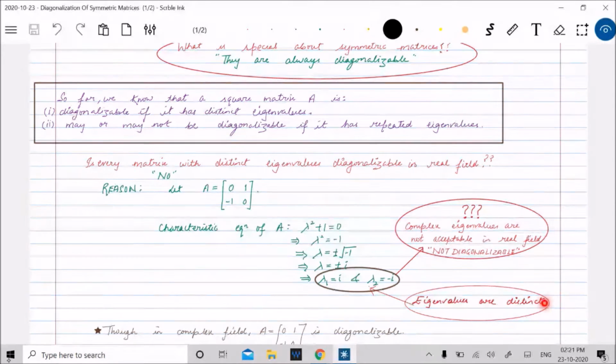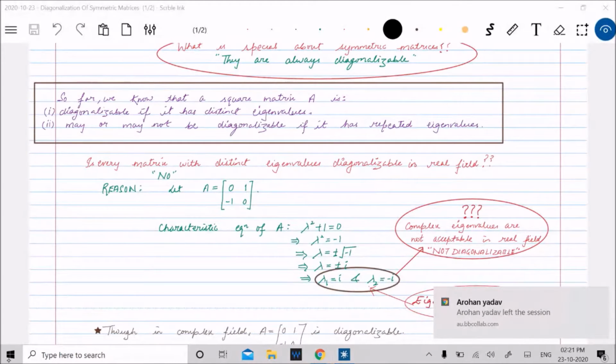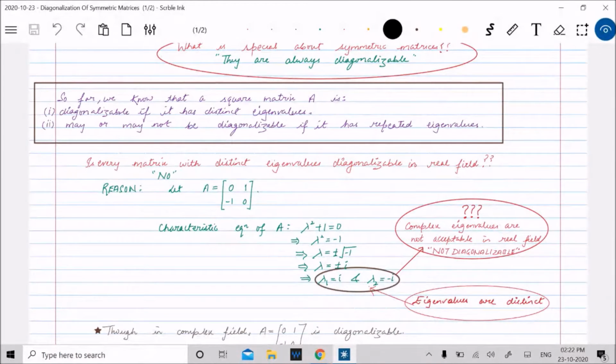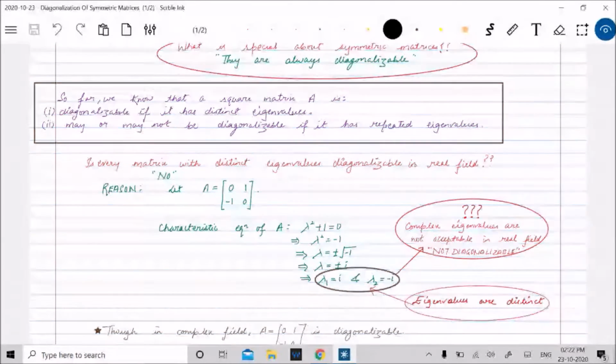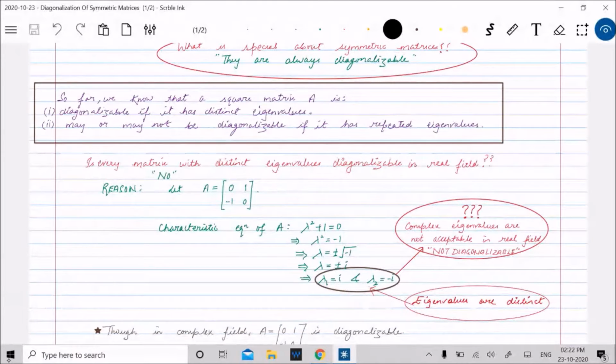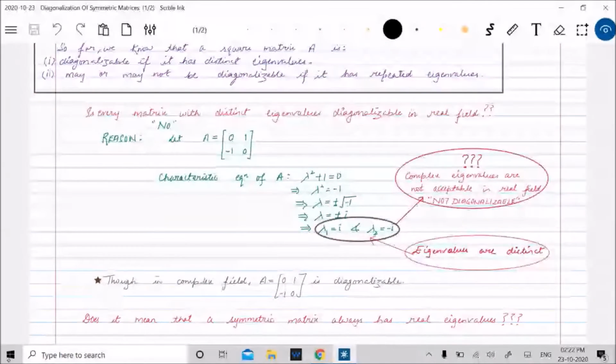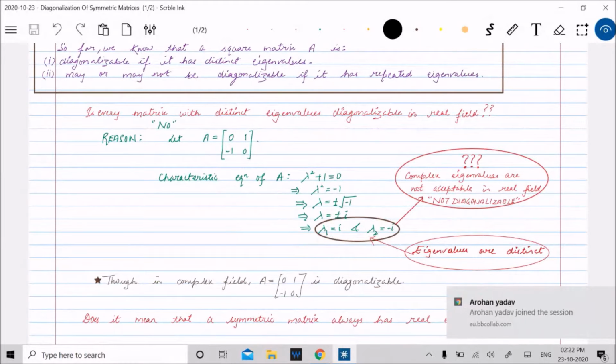So eigenvalues are distinct, but unfortunately, complex eigenvalues are not acceptable in the real field, and hence this matrix is not diagonalizable. Are you getting my point? So the answer to this question, if someone asks you whether every matrix with distinct eigenvalues is diagonalizable in the real field, is no. But if he changes his question, that is, is every matrix with distinct eigenvalues diagonalizable in the complex field, the answer is yes.